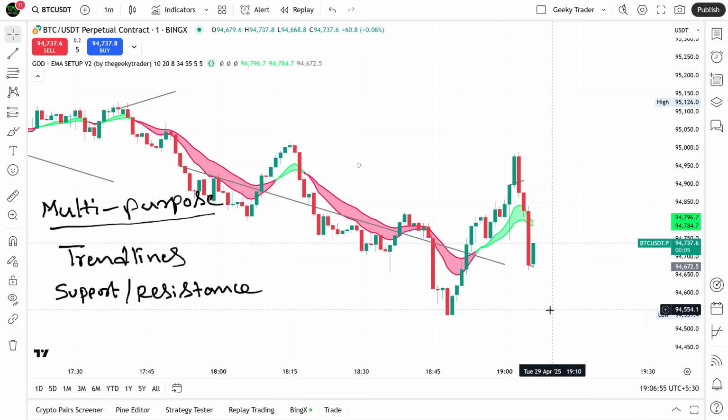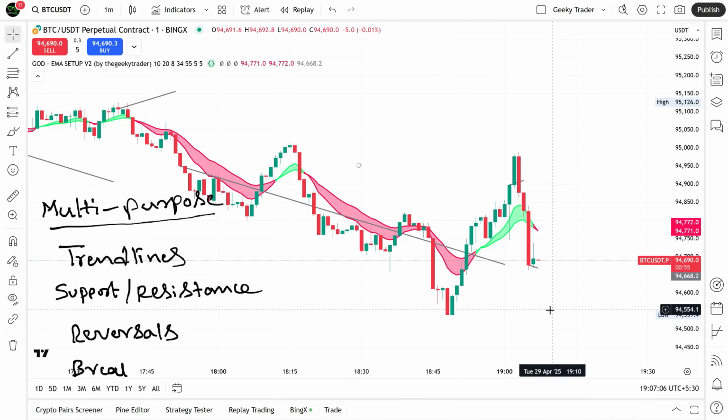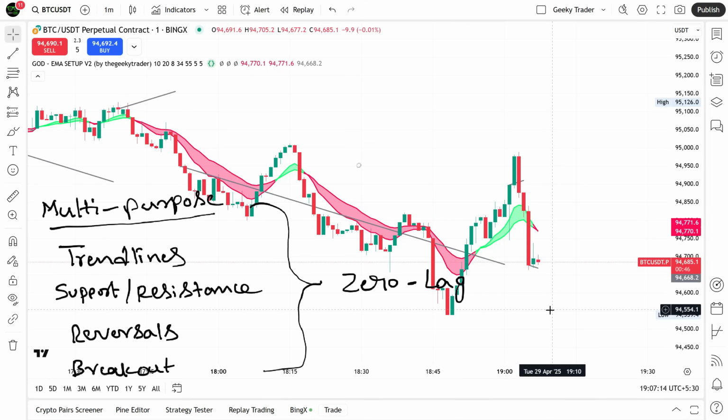But it doesn't stop there. This script also helps you identify potential reversals, so you'll know when the trend might be about to change direction. And yes, it's also super helpful for catching breakout moves, whether you're trading ranges, channels, or key levels. Now, here's the part I love the most. Unlike many other indicators out there, this script has zero lag. That means you're getting real-time, responsive signals, not something that shows up after the move has already happened.